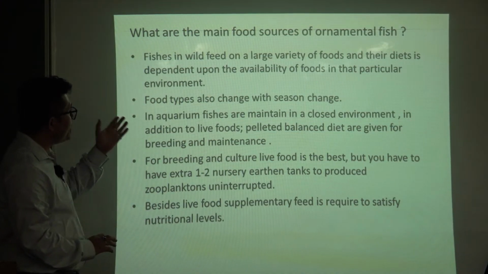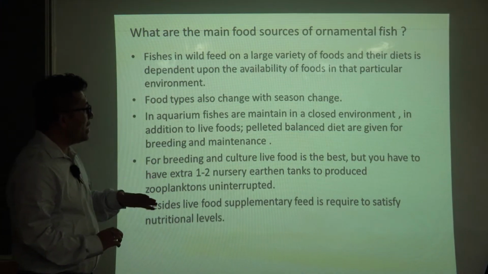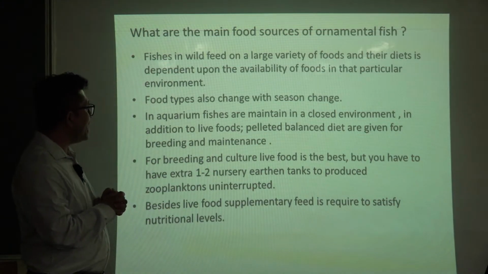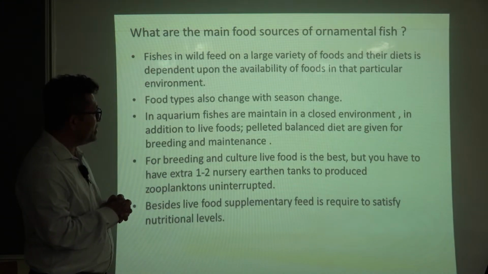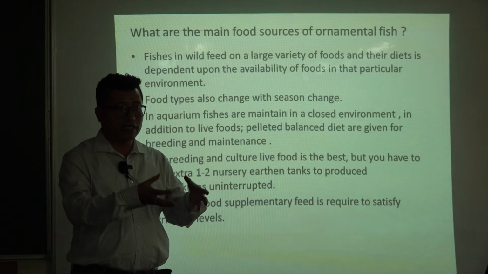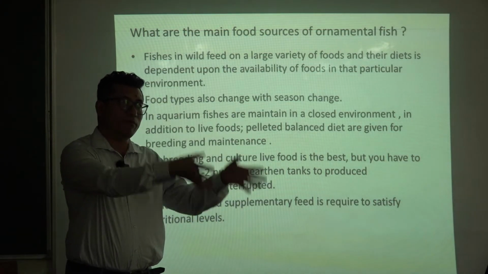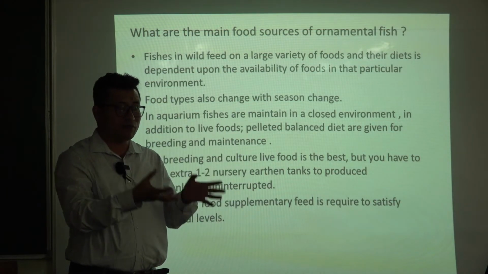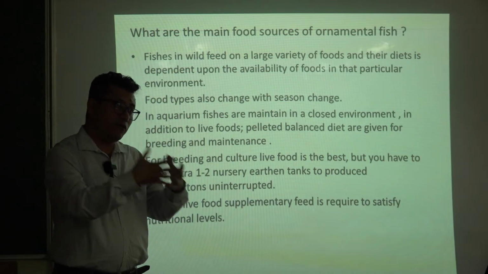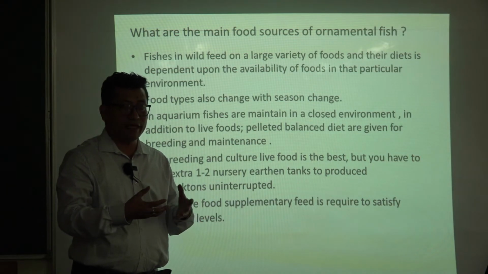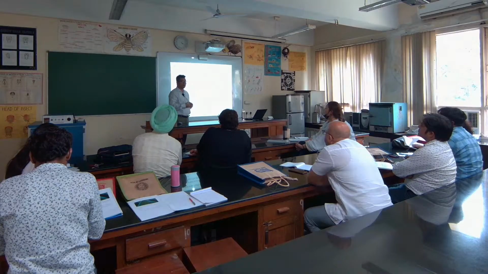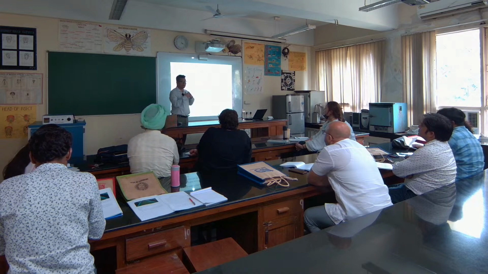Fish in the wild feed on a large variety of food, and their diet depends upon the availability of food in that particular environment. As you know, in that pond, whatever is available, they have to eat. But when we culture them, we can offer them anything, depending on how much you want them to grow, or whether you want to beautify and enhance the color, or maybe improve disease resistance.